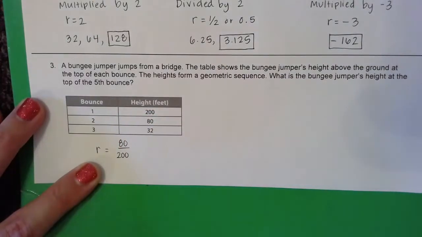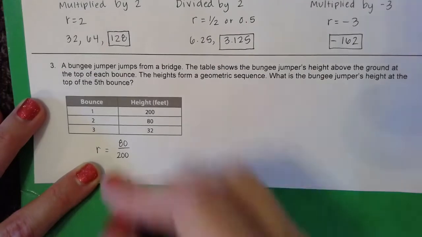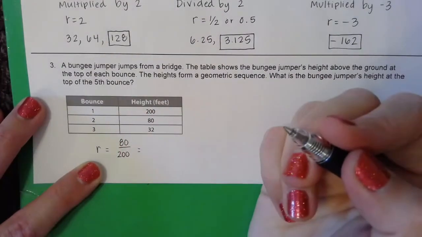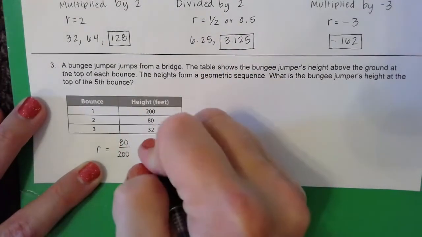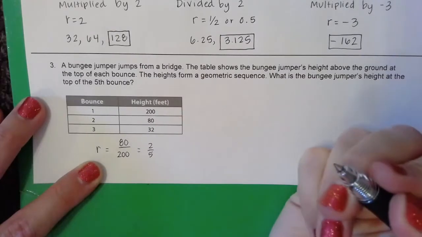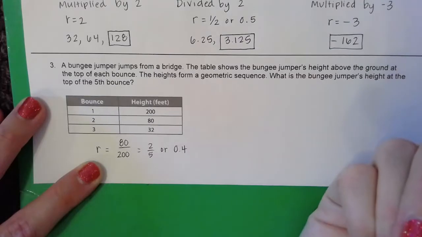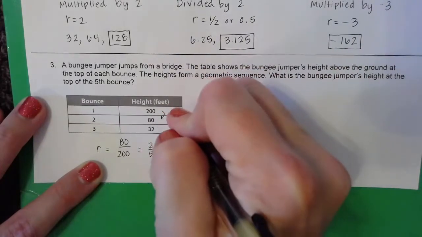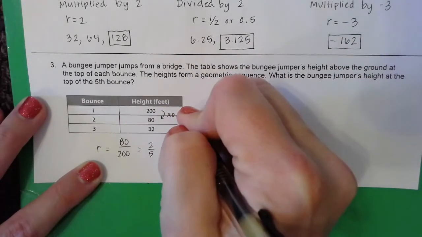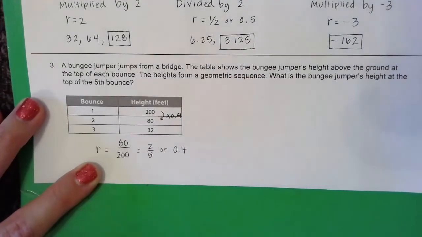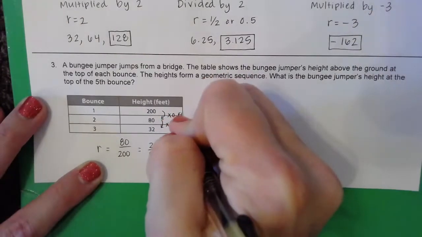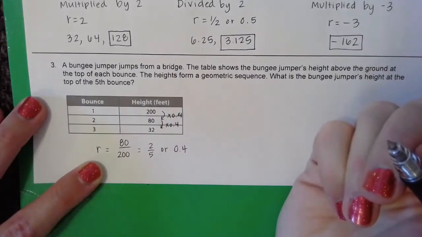So 80 divided by 200, you can do that in your calculator. You could write it as a fraction if you want to. So if you reduce it as a fraction, it reduces to 2/5. Or what most people will probably just do is they'll write it as a decimal. So 200 times 0.4 gives you 80. And then if you do 80 times 0.4 in your calculator, it gives you 32. So that's how you know it works for both of them.